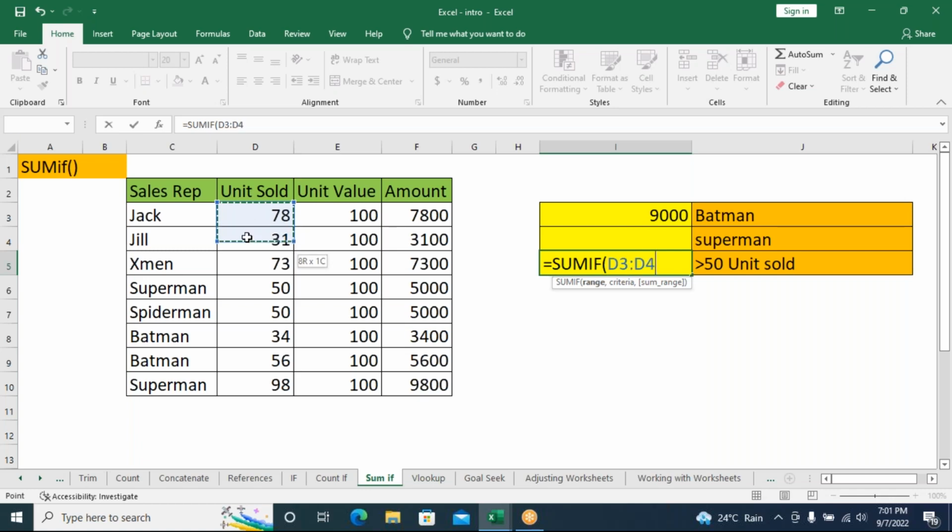Now I have to tell the criteria that I'm looking for, that is greater than 50. In the range, whichever value is greater than 50 has to be totaled. So my condition is greater than 50. Close the double inverted commas. Now I want to check the amount. The value of this amount should be totaled and shown, meaning wherever the units sold is greater than 50, it has to be totaled. Enter.